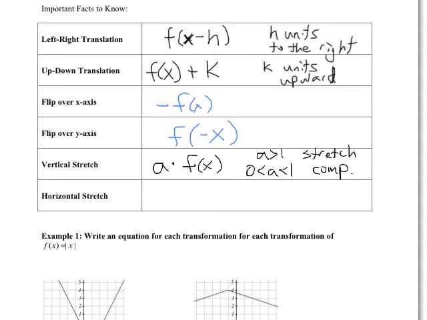And then we also have the horizontal stretch, and that's when we take our x and multiply it by 1 over b, or you could say divide it by b. So this is going to be a horizontal stretch, and if b is greater than 1, it's a stretch, and if b is between 0 and 1, it is a compression.